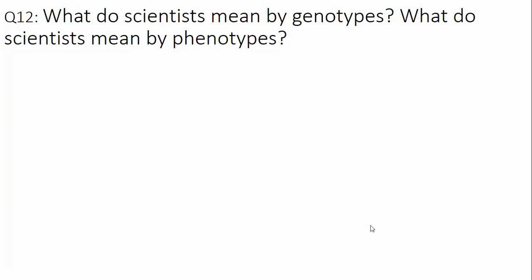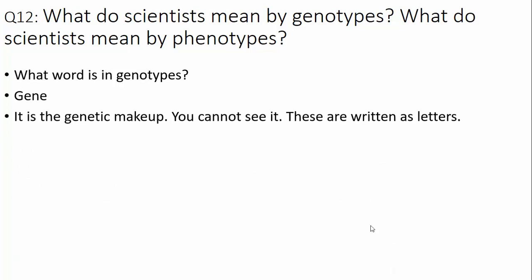Number 12, what do scientists mean by genotypes? What do scientists mean by phenotypes? Scientists have done us a huge favor here that makes this very easy. You just ask yourself, what word is inside the word genotypes? And that is simply gene. It is the genetic makeup. You cannot see it. And these are written as letters such as capital R, lowercase r, capital T, lowercase t, capital A, lowercase a, capital B, lowercase b. You can't see it. Just looking at the letters, you don't know what the organism looks like.